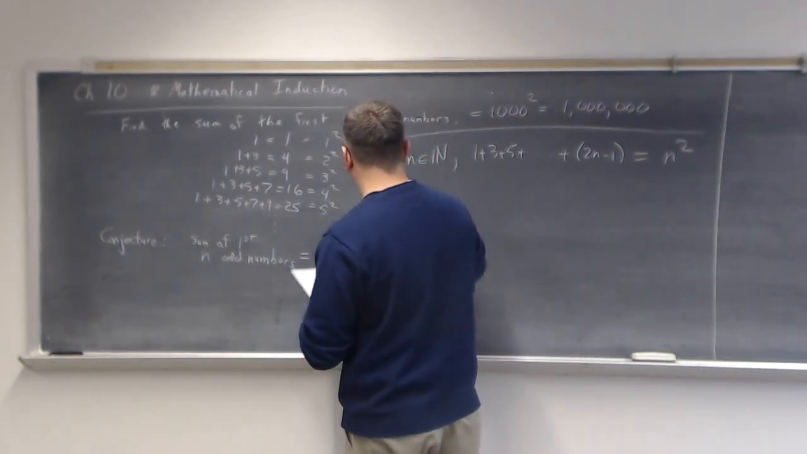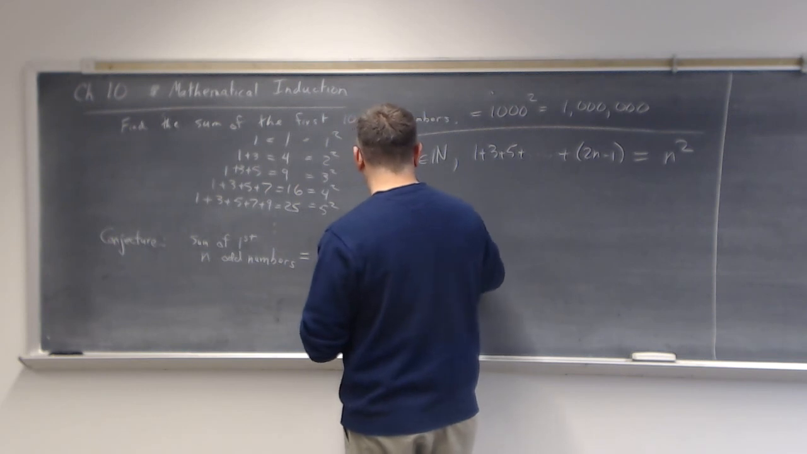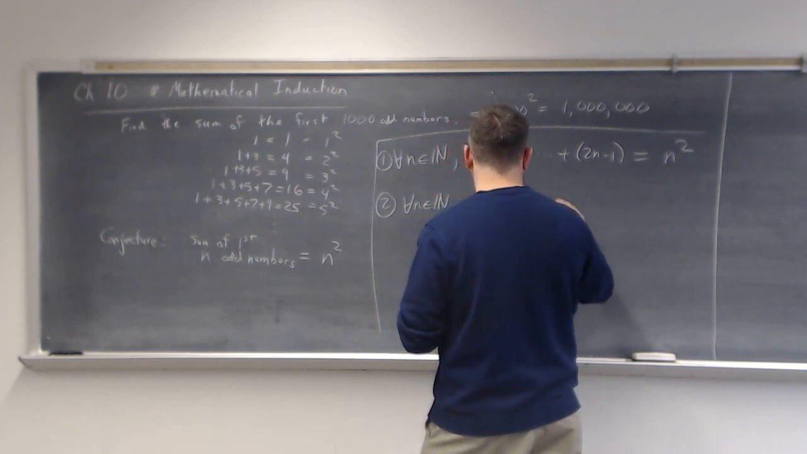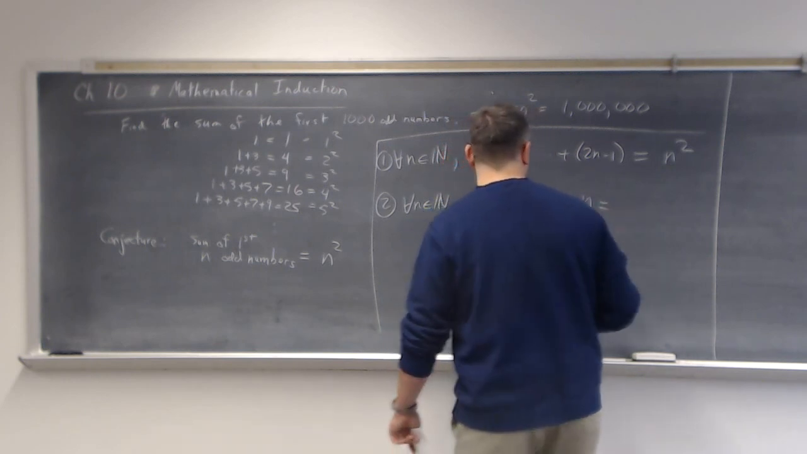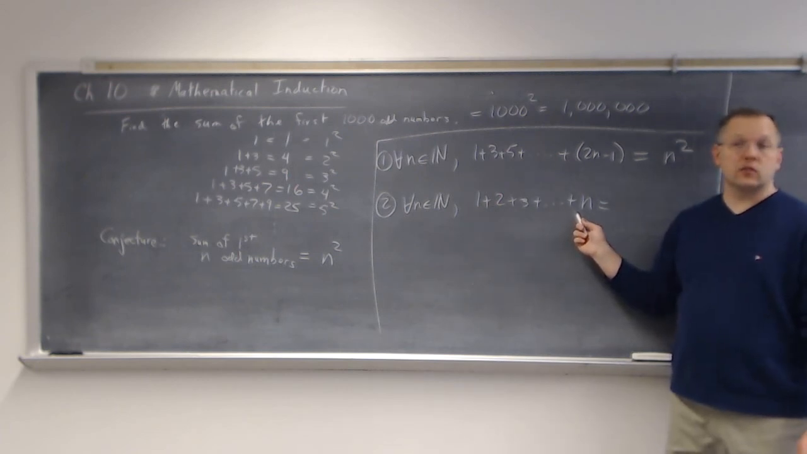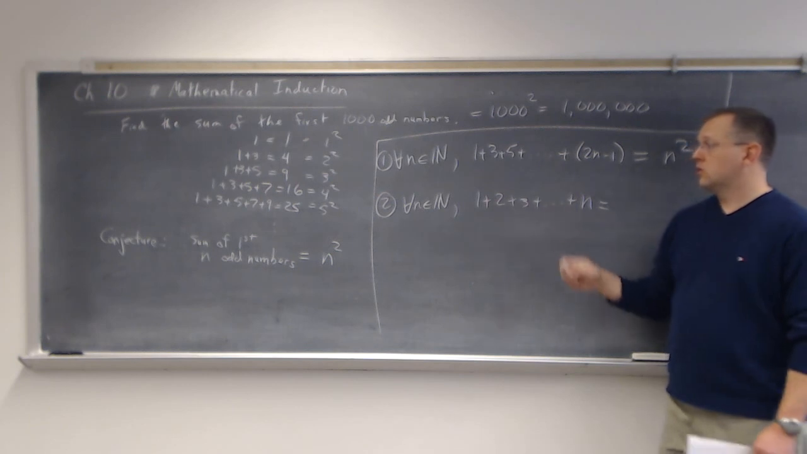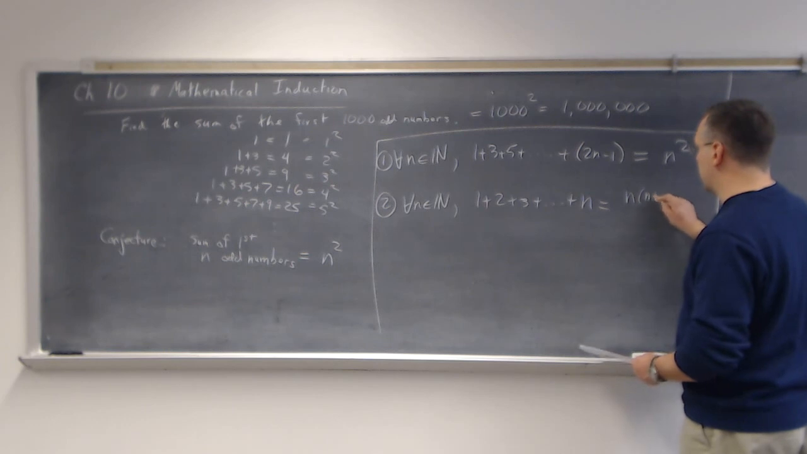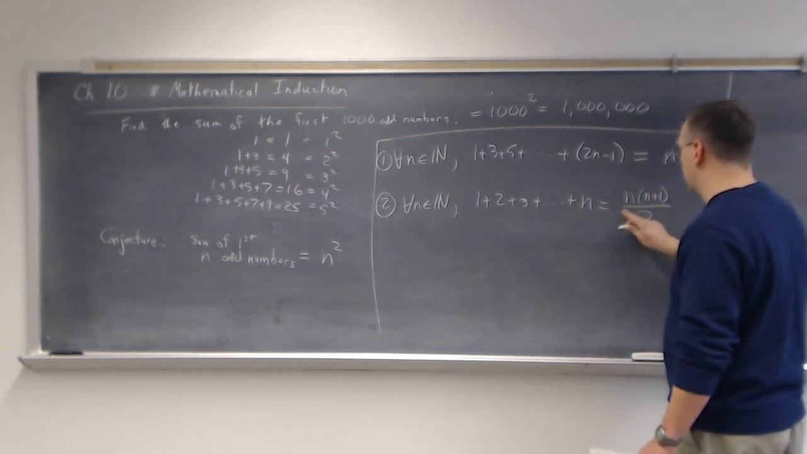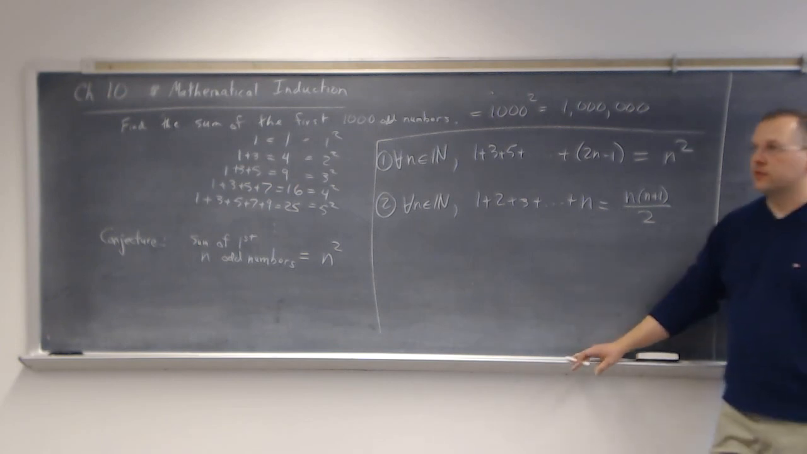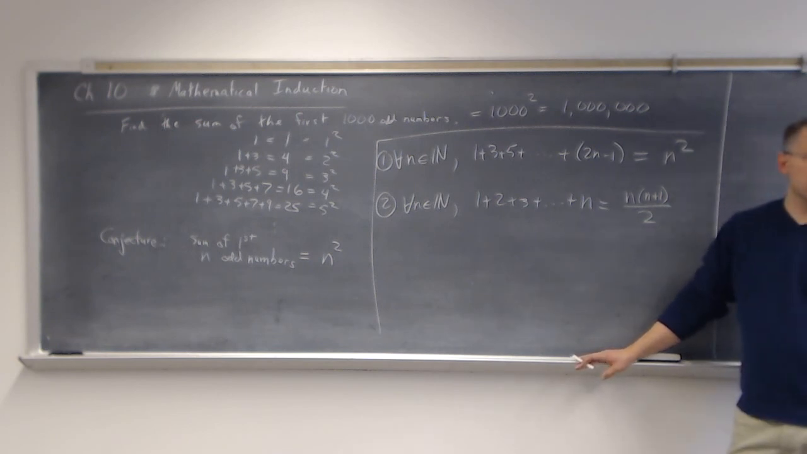So here's another example of a theorem we could prove. For every natural number n, 1 plus 2 plus 3 plus all the way to n equals n times (n plus 1) over 2. This says the sum of the first n natural numbers, 1 through n, added up. It's a famous theorem, and I'll explain why it's a famous proof. But we'll prove this using induction as well.